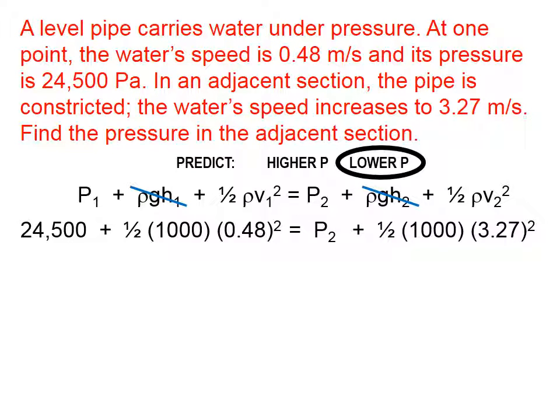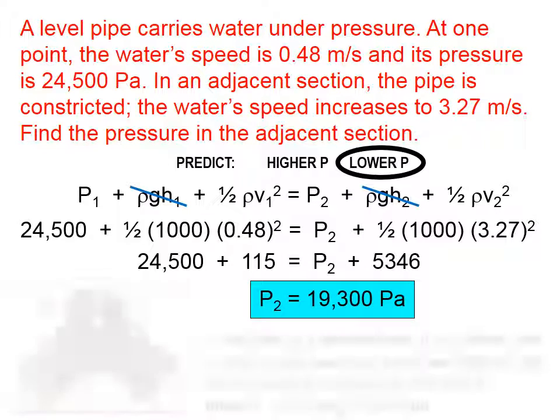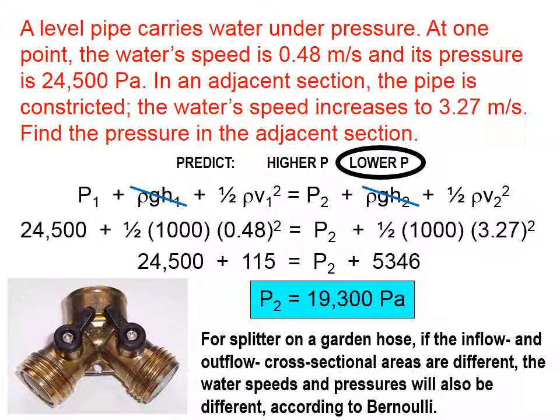On the right side, we don't know what the pressure is. The speed has increased to 3.27 meters per second. We still have the same density of water, and there's our kinetic energy quantity on the right. If we show some work as to what the numbers come out to be, we see that the pressure is less, just as we predicted. We predicted that we'd have a lower pressure than 24,500, and it's 19,300.